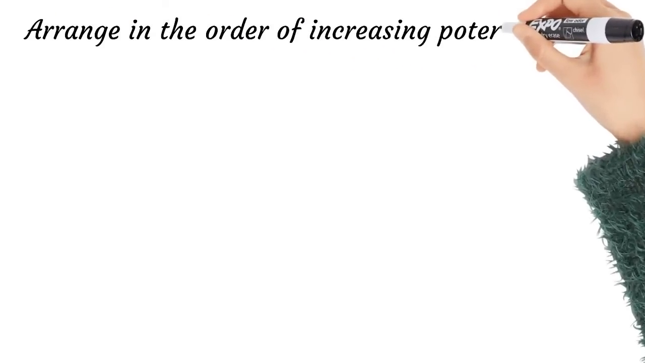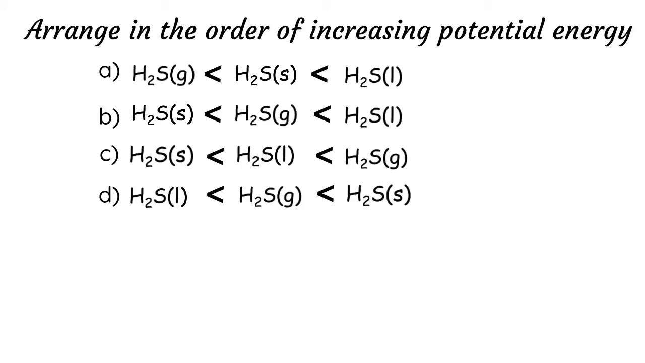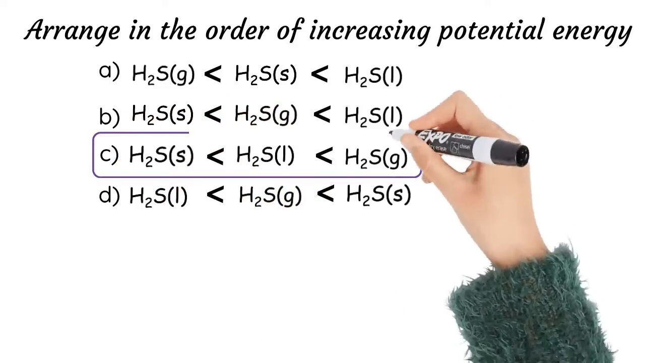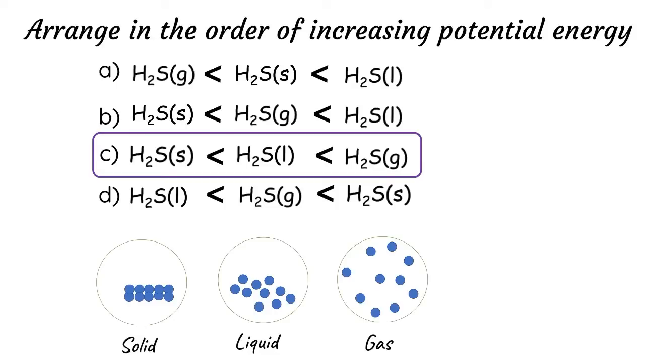Let's consider a few examples to apply what we know. Which of the following options correctly arrange the three phases of hydrogen sulfide from lowest to highest potential energy? If you selected option C, you are correct. Out of the three main phases of matter, solid, liquid, and gas, the most condensed phase, solid, has the particles closest to each other, allowing the strongest interactions between the particles. Therefore, the solid phase has the lowest potential energy.